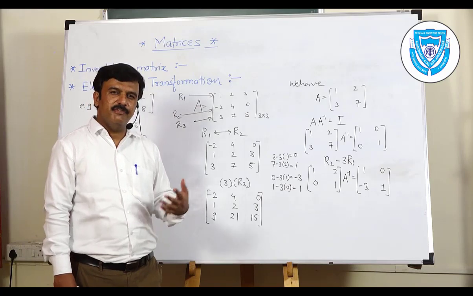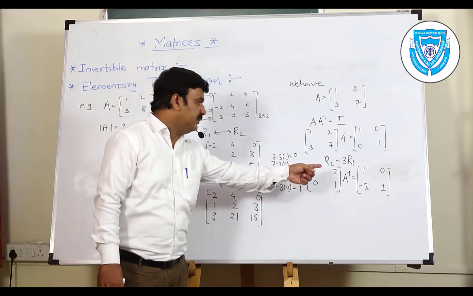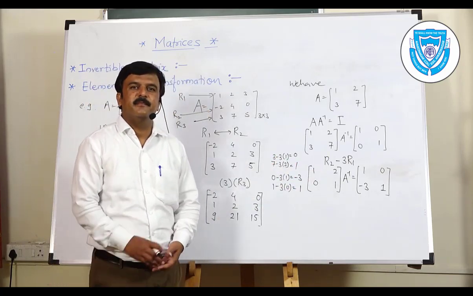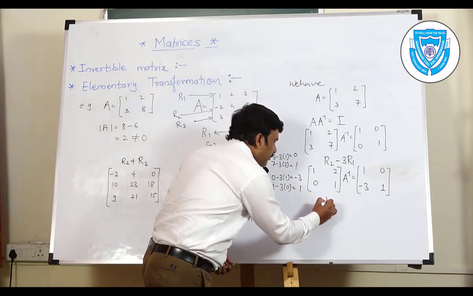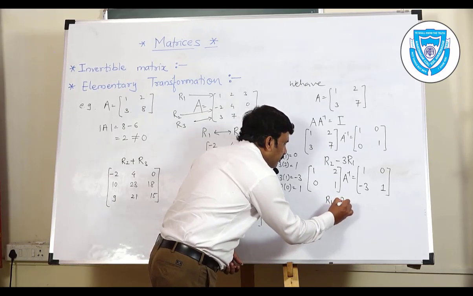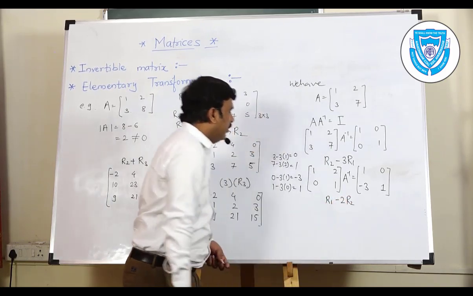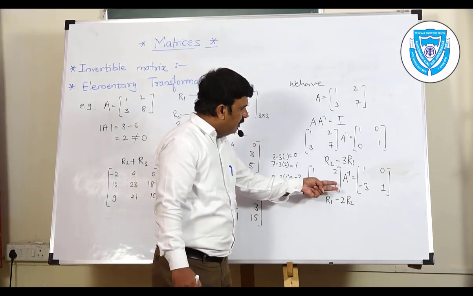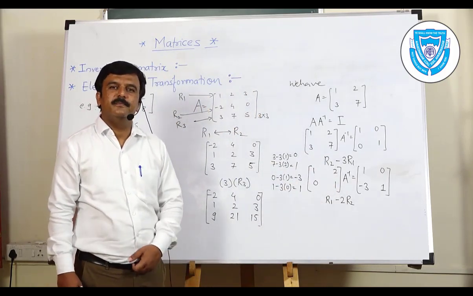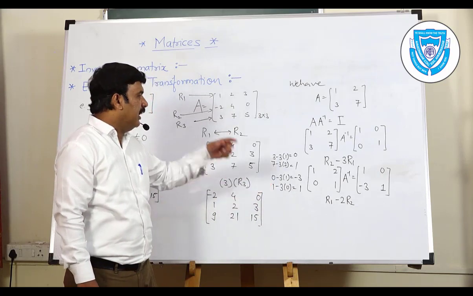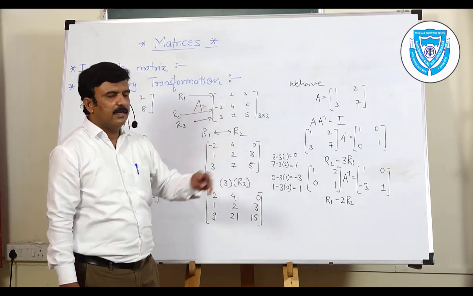Now can you guess which operation we can perform to get 0 over here? Yes, you are absolutely right. We'll have to perform this operation, that is R1 minus 2R2, because we'll have to multiply this by 2 so that 2 minus 2 becomes 0. So let us perform the operation at the left hand side as well as right hand side.